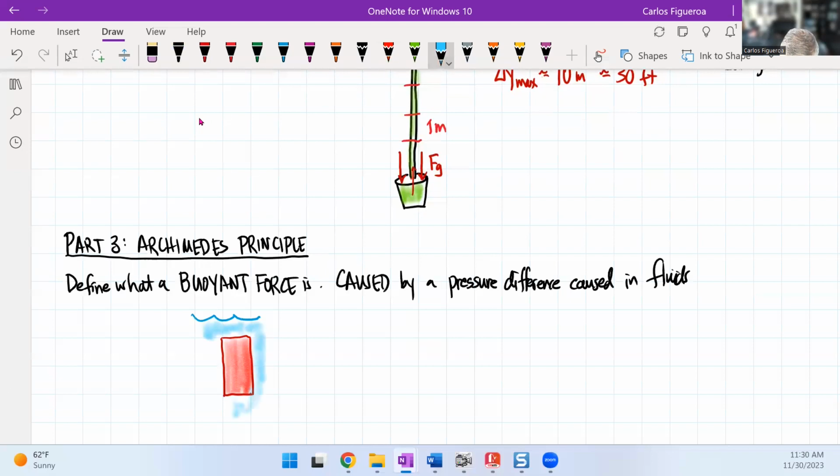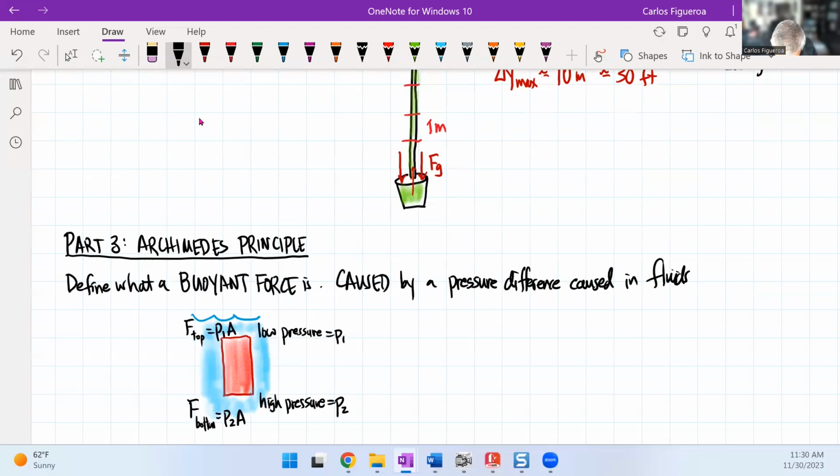Since pressure in water is depth dependent, you can see that this is going to be a low pressure because it's not that deep. The bottom part is going to be a high pressure. If the areas are the same, then the force at the bottom, let's call this pressure 2 and this pressure 1, will be pressure 2 times the area, and the force at the top will be pressure 1 times the area.